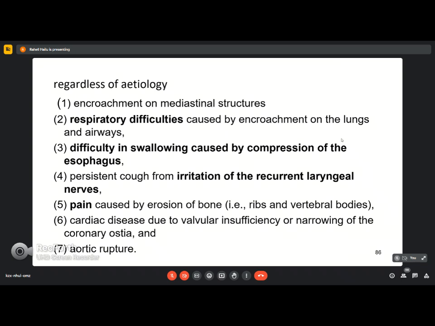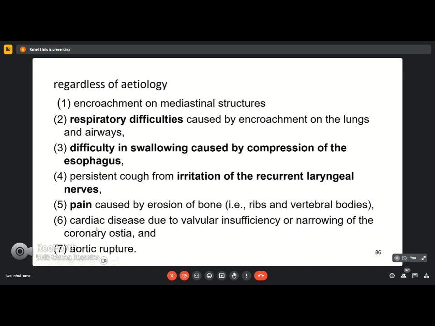And then you can have persistent cough due to irritation of the recurrent laryngeal nerve. We see how that works in narrowing of the coronary ostia. So it leads to valvular insufficiency, particularly if the aneurysm occurs just as it's leaving the left ventricle, at the aortic root. If it is dilated, the valves cannot close because there is a significant space between them. So they might result in valvular insufficiency or regurgitant lesions. Regurgitant lesions bring volume overload.